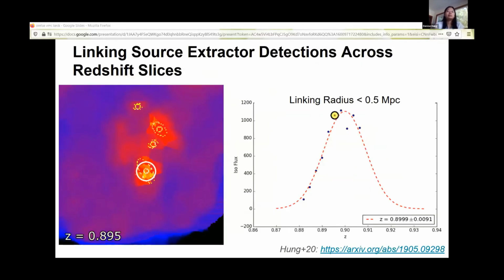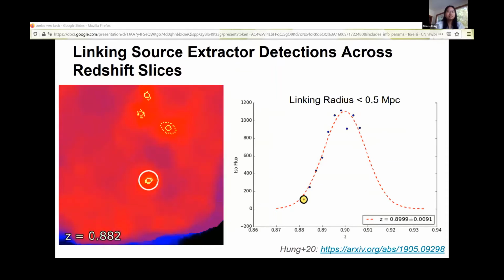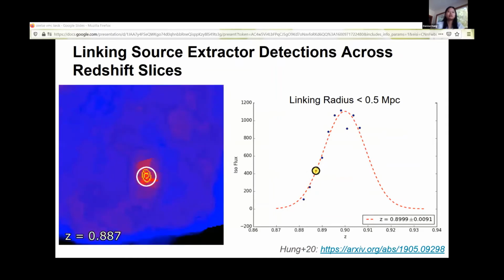We used the photometry package Source Extractor to identify significant overdense pixels in our Voronoi Monte Carlo maps. These overdense pixels are represented in Source Extractor as an isophotal flux, which is a measure of density. A galaxy cluster is going to span some range in redshift. So likewise, we want to link our Source Extractor detections in neighboring redshift slices together. For this example here, I happen to require each object to be within a distance of 0.5 megaparsecs to be linked together, but this can easily be changed.